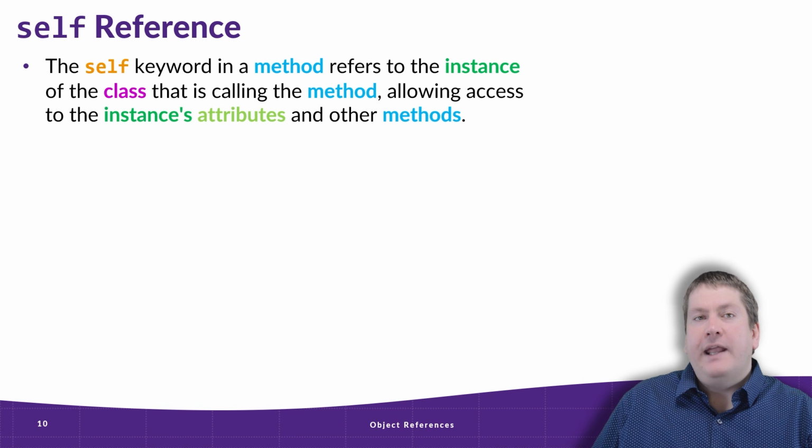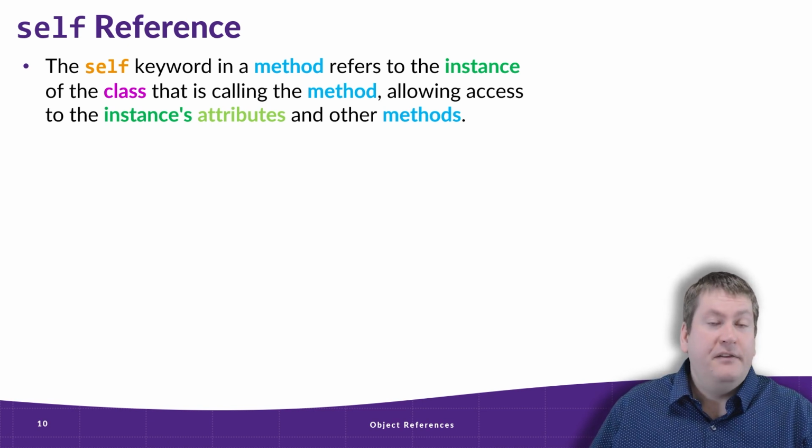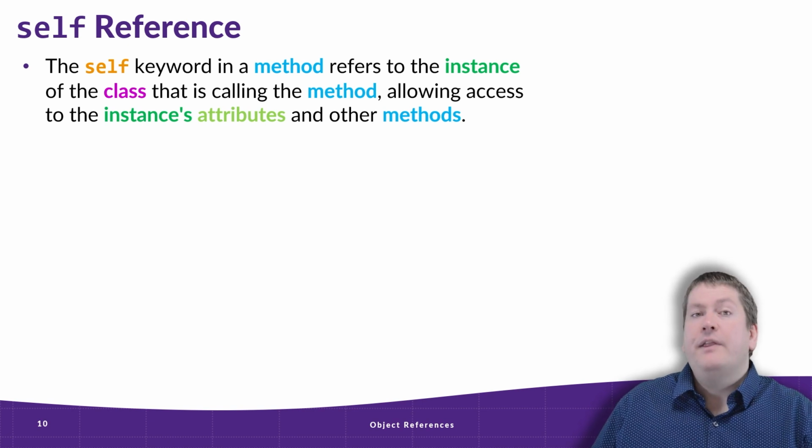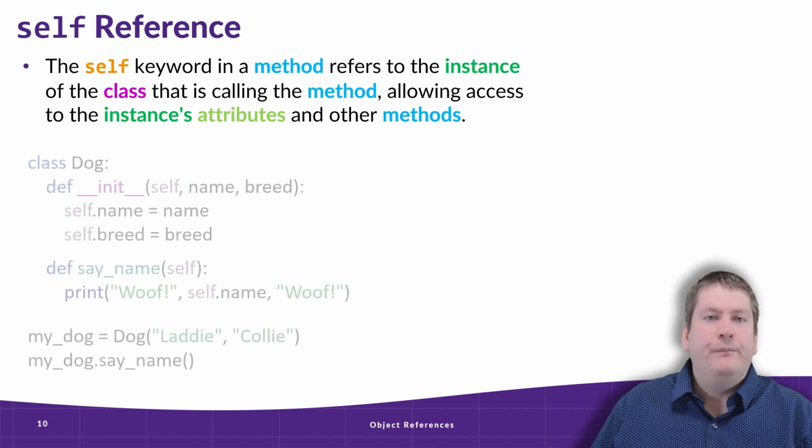Now, another way that we access these objects from a reference is the self reference. And we've seen this a few times in more practical examples, and we know that we use this to access instance attributes and instance methods. But how is this working?